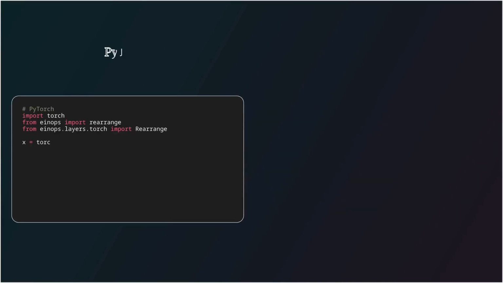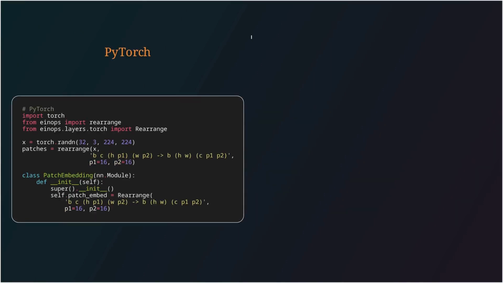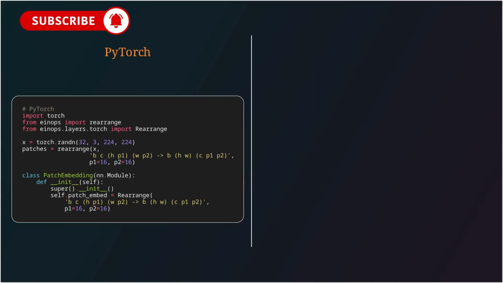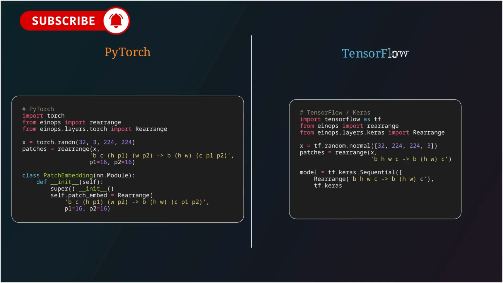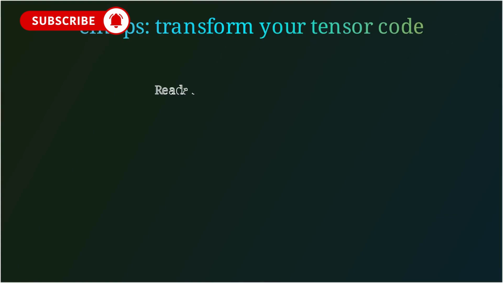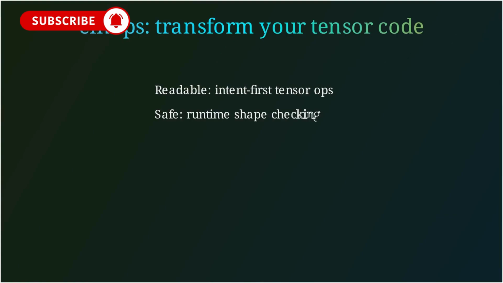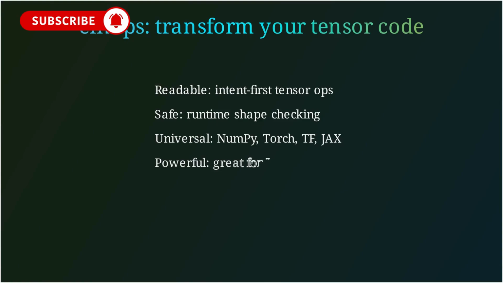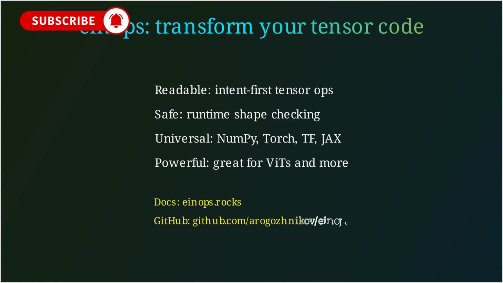Einops shines across frameworks. In PyTorch, use rearrange directly on tensors or the rearrange layer inside modules. In TensorFlow Keras, use the matching rearrange layer in sequential models. The patterns are the same, so porting code is straightforward. Einops makes tensor code readable, safe, universal, and powerful, perfect for modern deep learning.